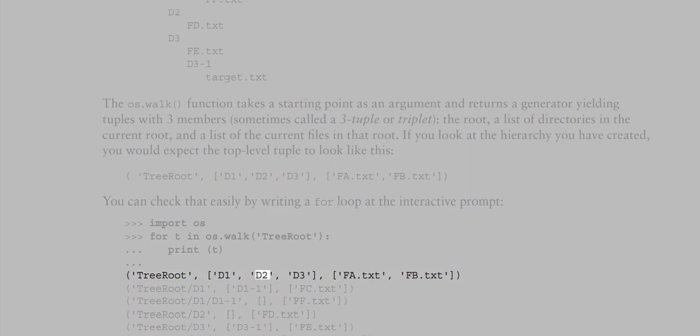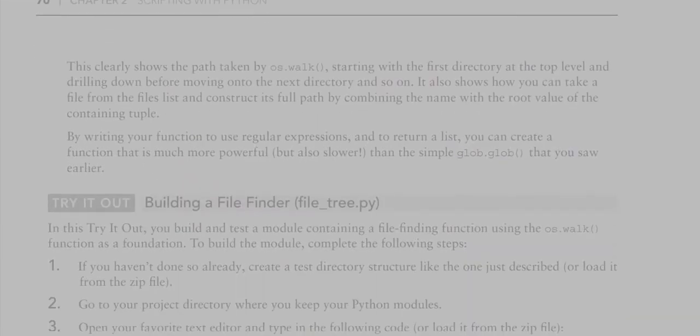treeroot, d1, d2, d3, fa.txt, fb.txt; treeroot/d1, d1-1, fc.txt; treeroot/d1/d1-1, ff.txt; treeroot/d2, fd.txt; treeroot/d3, d3-1, fa.txt; treeroot/d3/d3-1, target.txt. This clearly shows the path taken by os.walk, starting with the first directory at the top level and drilling down before moving on to the next directory and so on. It also shows how you can take a file from the files list and construct its full path by combining the name with the root value of the containing tuple.